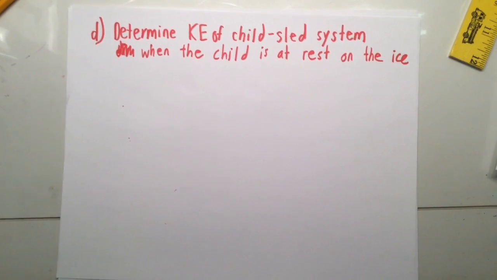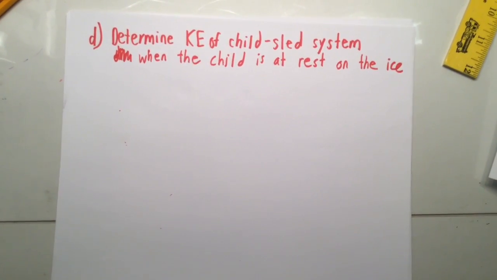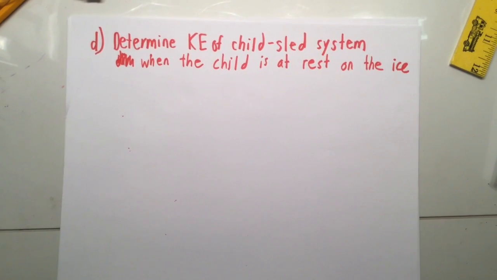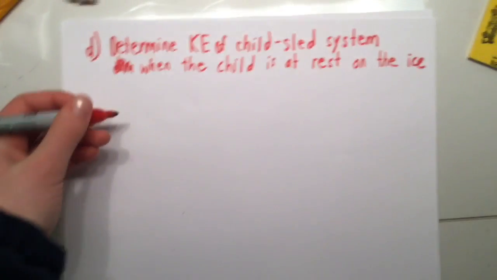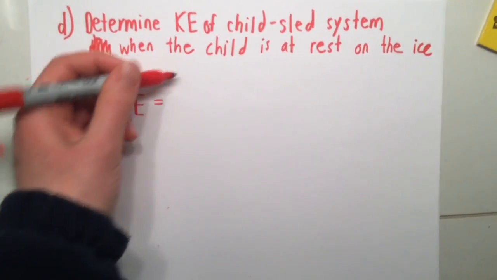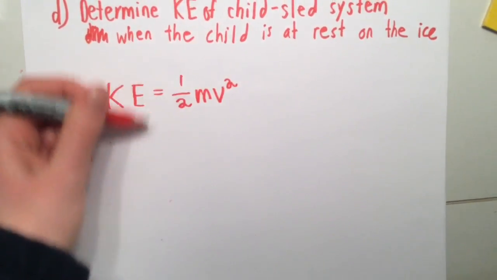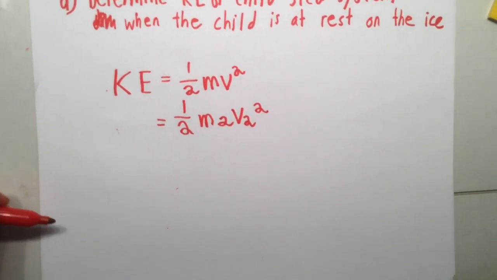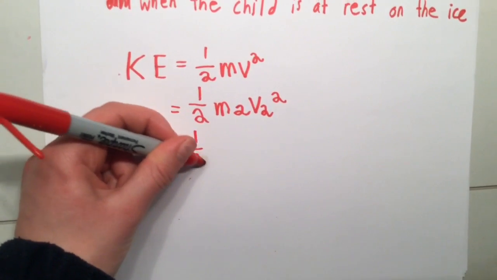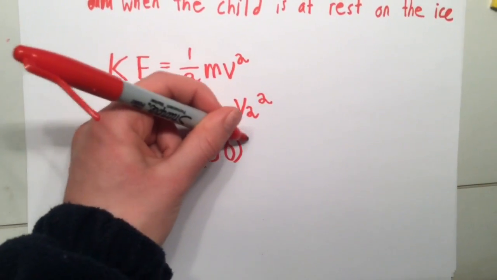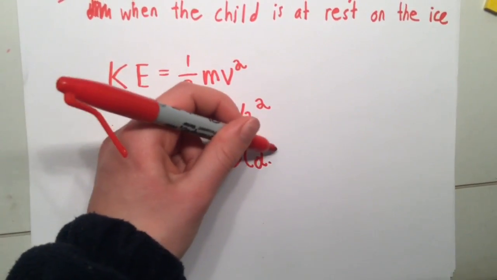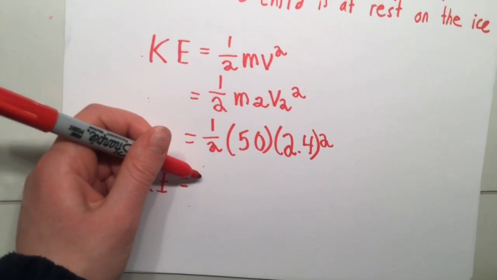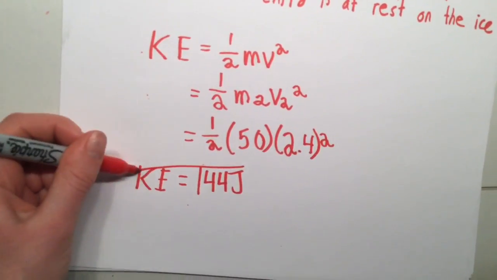Part D asks us to determine the kinetic energy of the child-sled system when the child is at rest on the ice. So basically it's asking us to find the kinetic energy when the child jumps off the sled and is not on the sled anymore. We can write kinetic energy is equal to 1/2 mv squared, which is really 1/2 m2 v2 squared. Now we can simply plug in our values. So KE is equal to 1/2 times m2, which is 50, times velocity 2 squared, which we found in the previous part, 2.4 squared. By multiplying, we find that kinetic energy is equal to about 144 joules.